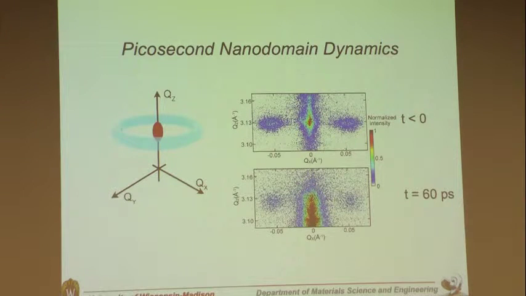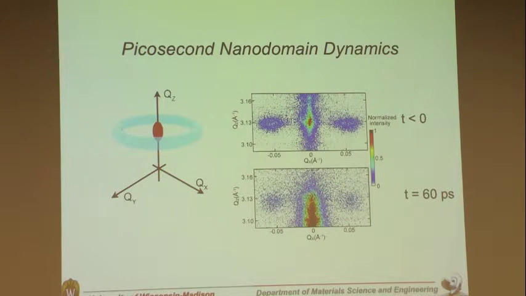This is the t less than zero. This is data acquired at the FEL now. Here's the Bragg peak. Here are the domains. And this is the same range at about 60 picoseconds. This is plotted in a little bit of a misleading way, because the rod of intensity along this thin film has moved onto the detector a little bit. But you can see here that the domains have shifted because there's some strain. They've shifted to lower Q, and they've changed their intensity.